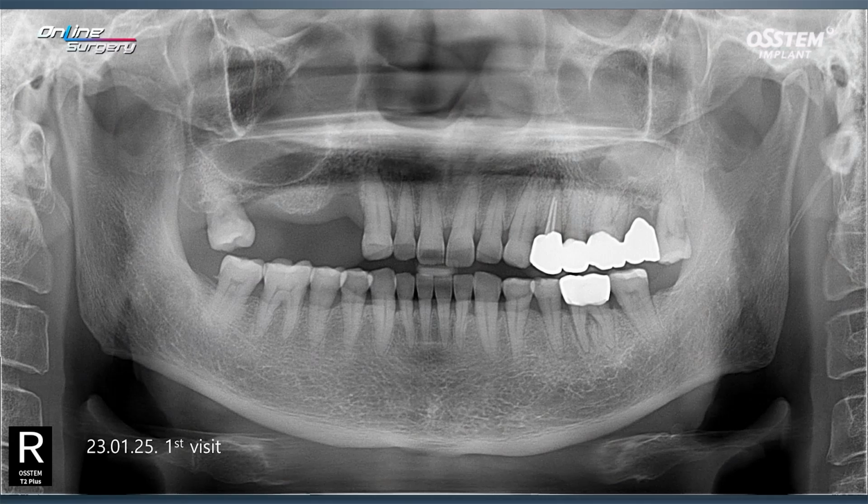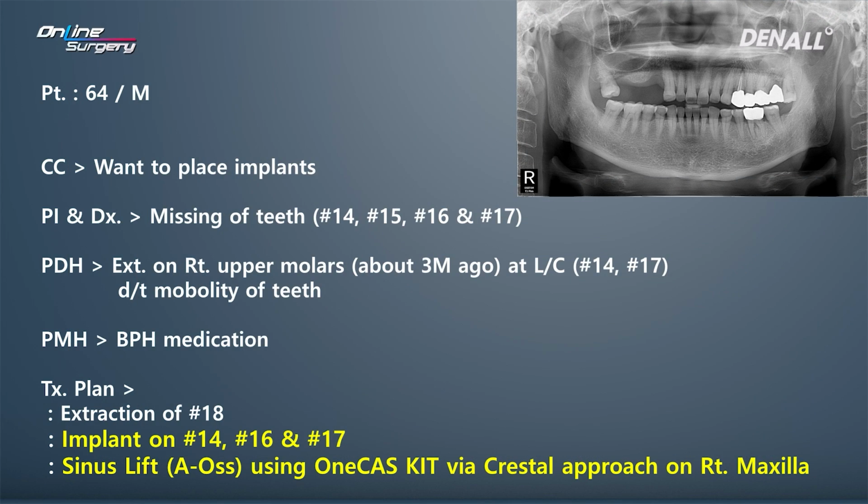Today's case involves a 64-year-old male patient who came in with missing teeth in the upper right posterior region as seen in the panorama. The tooth at the most distal area is presumed to be a wisdom tooth. About 3 months ago, the patient had teeth extracted in the upper posterior region at a private dental clinic due to significant mobility. From the panorama, it seems there was a bridge using teeth numbers 4 and 7.